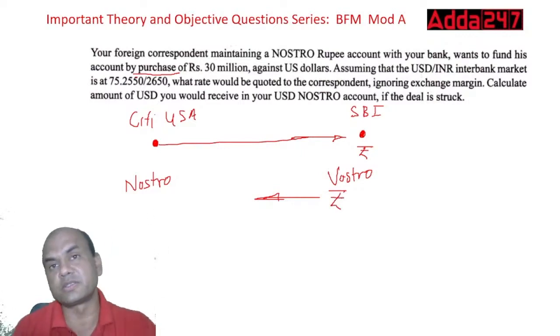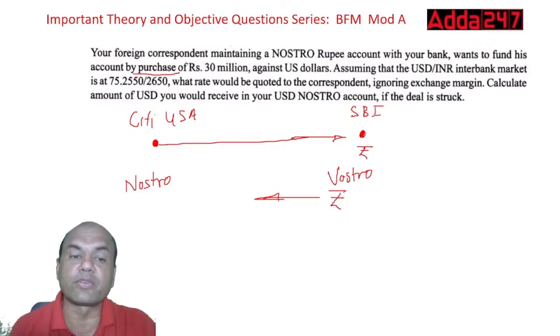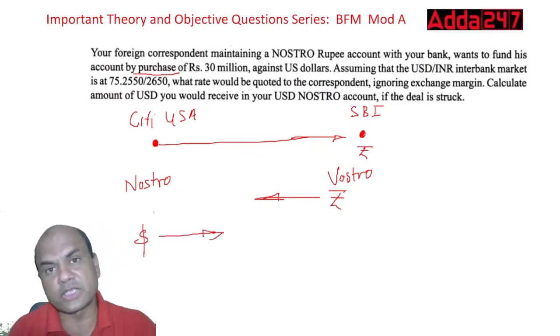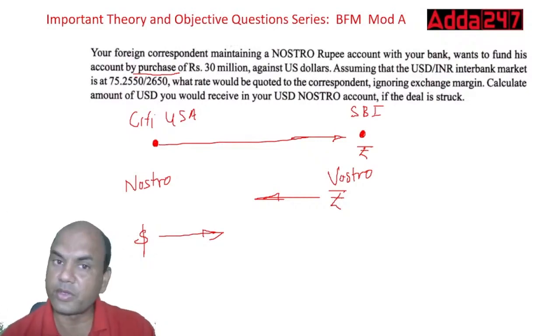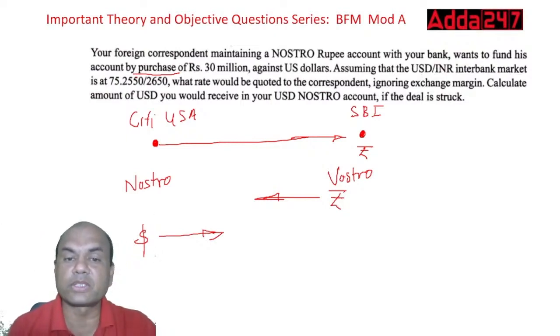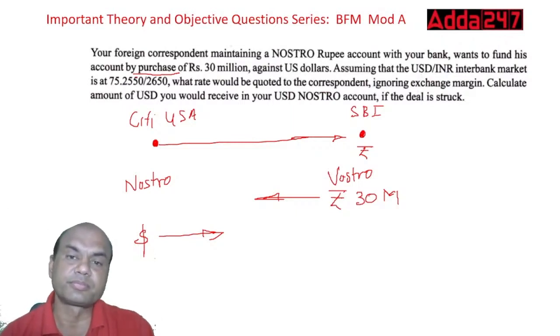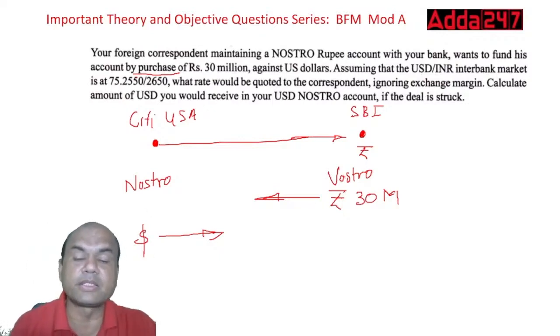Citibank wants the rupees. So if Citibank wants the rupees, what will Citibank have? Here, it's in USA. So it will have dollar. So Citibank will give dollar and receive rupee. Logic is clear? Citibank will receive rupee and give dollar. Got it? Clear? Now, how much rupees does Citibank want? Citibank wants 30 million. Here Citibank is requiring 30 million. What is 30 million? Understand that also. What is 1 million here?